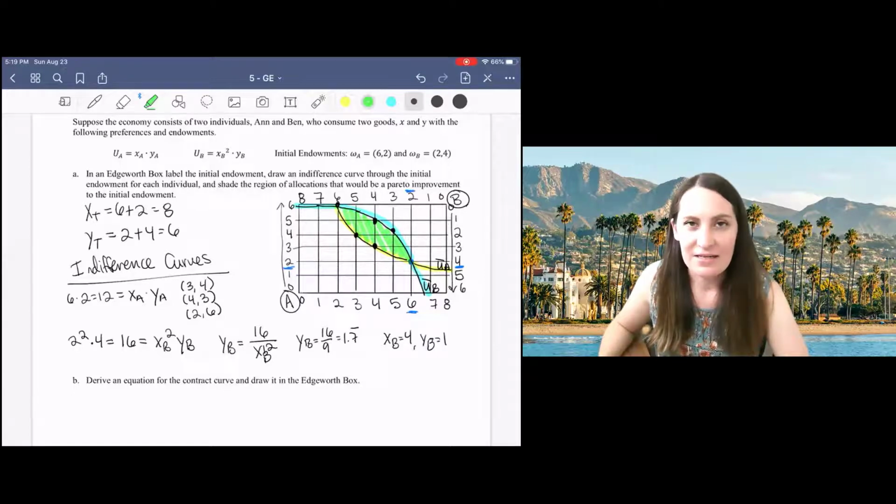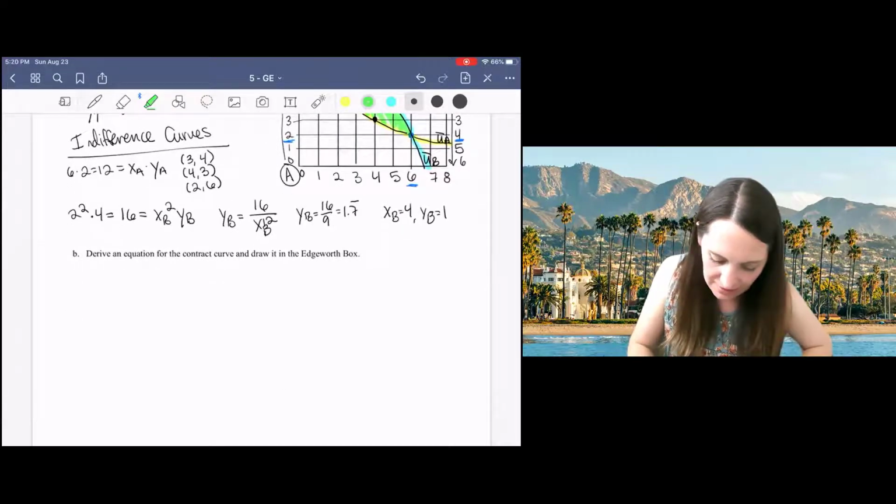The next question is, how do Anna and Ben use trade in order to improve upon the initial endowment? So let's begin by deriving the equation for the contract curve. Remember that the contract curve represents the set of all points that are Pareto efficient.